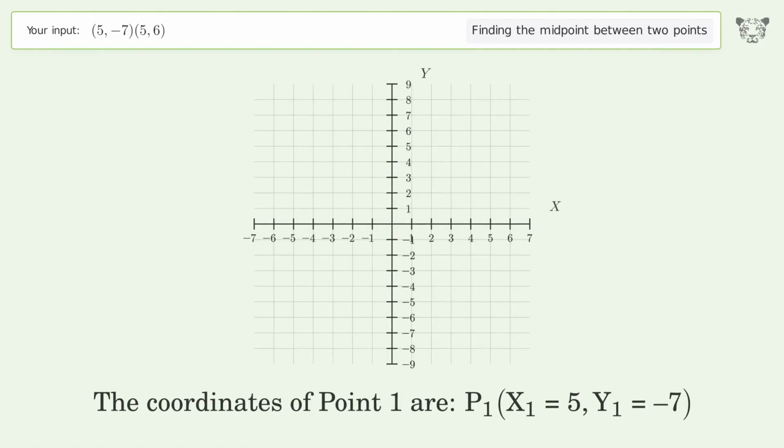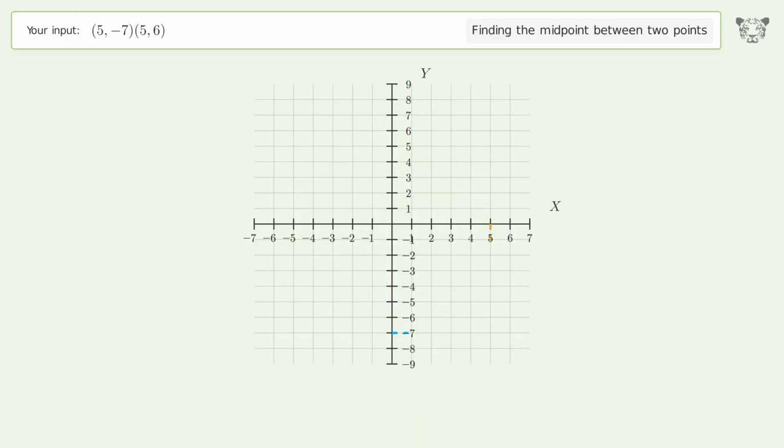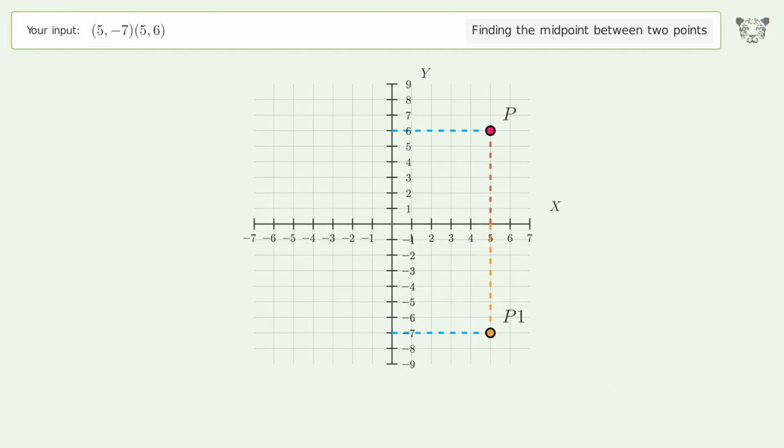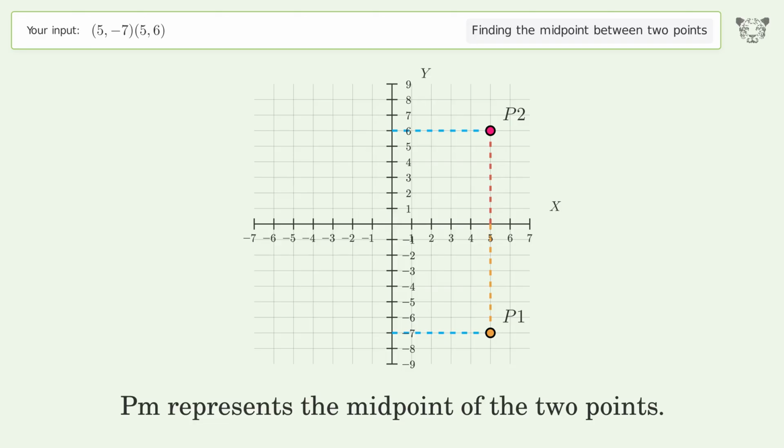The coordinates of point 1 are x1 equals 5, y1 equals negative 7. The coordinates of point 2 are x2 equals 5, y2 equals 6. PM represents the midpoint of the 2 points.